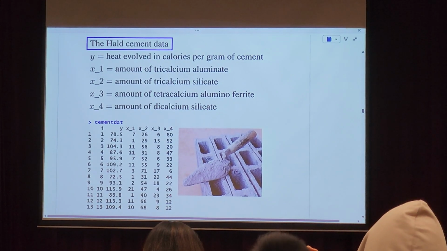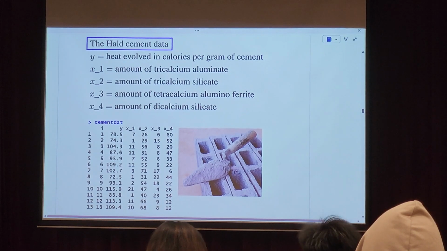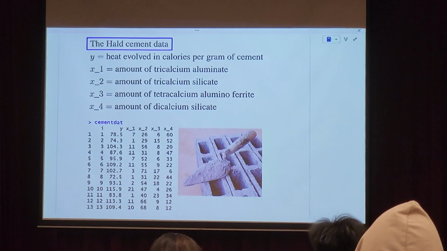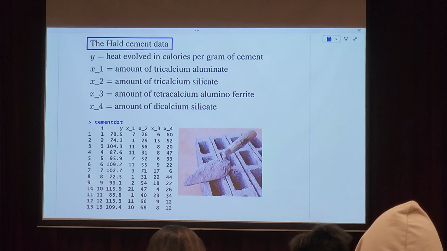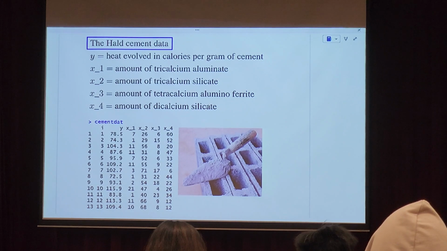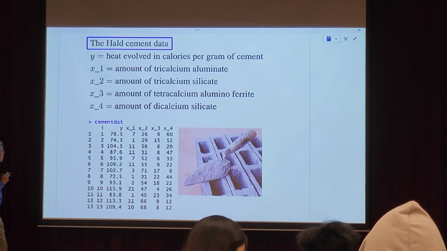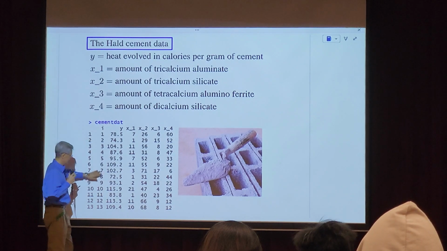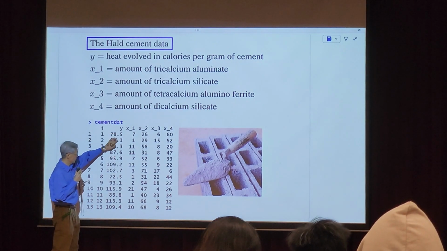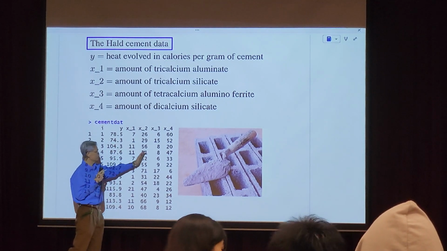So what happened here is you want to create certain cement that has, let's say, maximum Y. So you consider 4 regressor variables, and then you want to find out which regressor is useful for the prediction of Y. Alright? So here's the data. There are 13 observations altogether. The response Y, and X1, X2, X3, X4.